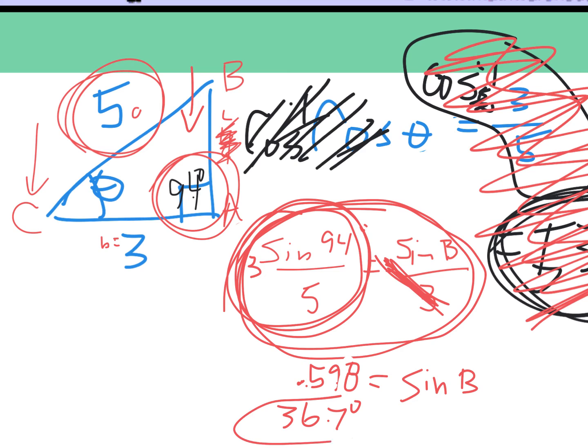36.7 degrees. And then why is that not the final answer to the question? That is angle B. And then I have to take that away from 180. So the final answer would be 180 minus that answer we just got, minus 94, and you get 49.3 for the final answer to the question. Okay. That took a long time.